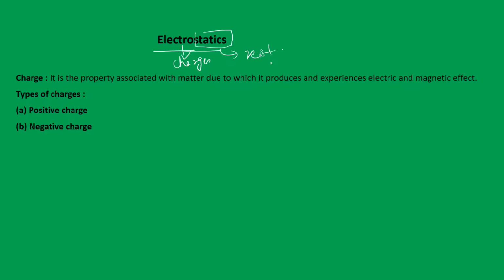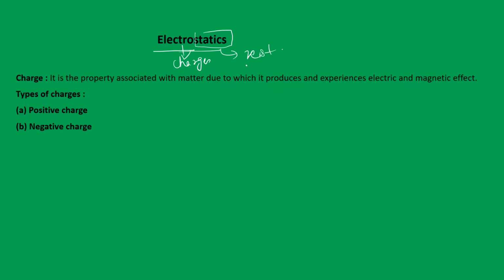So in electrostatics you will study the charges at rest. In electromagnetism, you will deal with charges at rest and charges in motion. If it's electrodynamics, then you will deal with the charges in motion. Now you are dealing with electrostatics, which means you will study the charges at rest. When we are discussing charges at rest, we need to know what actually charge is. How can you define charge?